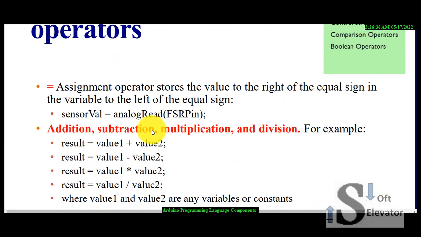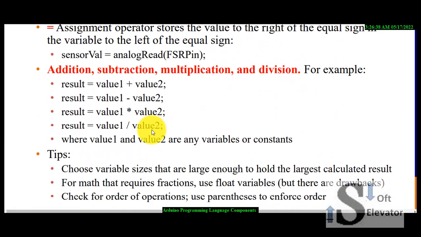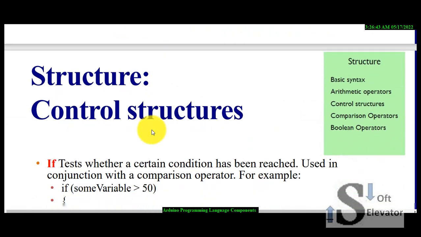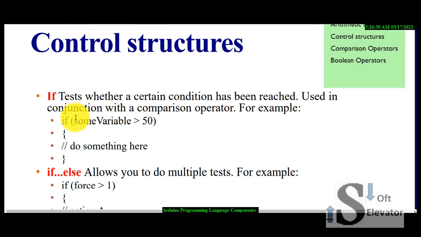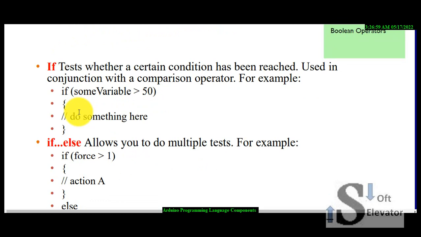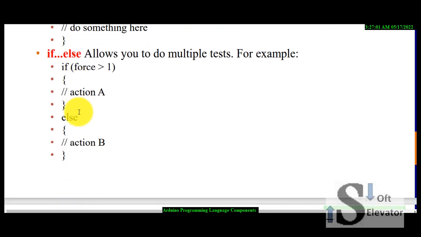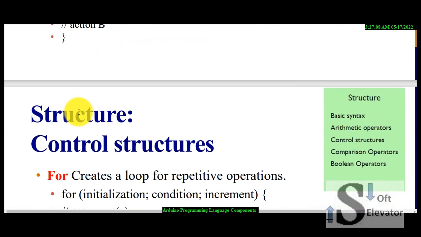The arithmetic operators: plus, minus, multiplication and division, as you see here. Control structures: we have the if statement like this: if condition, and then the curly braces and the statements inside, maybe including comments. If else: if condition, else another or different statements.